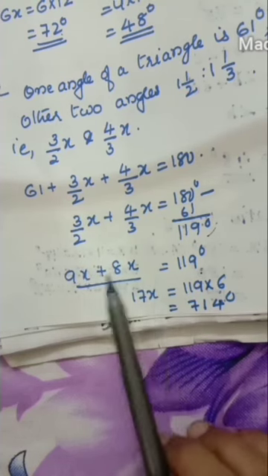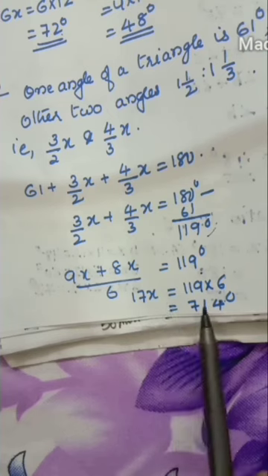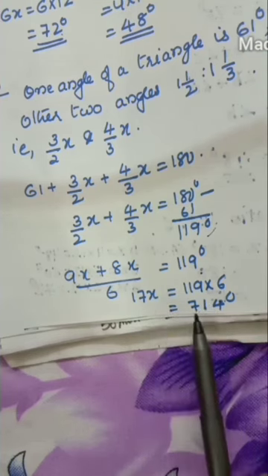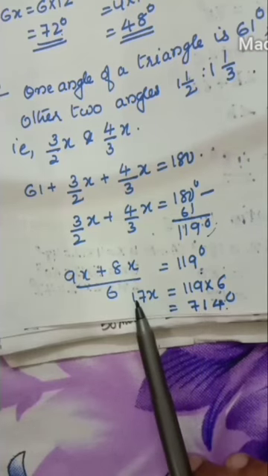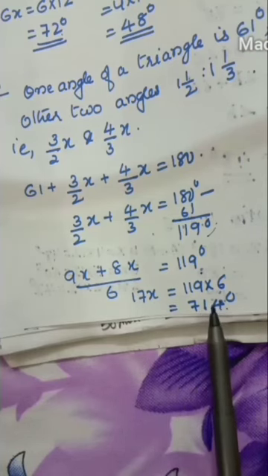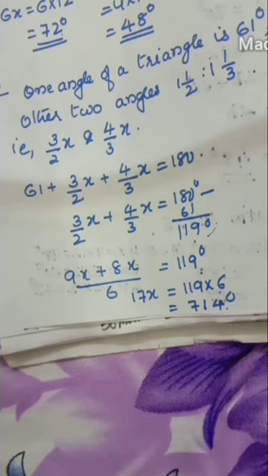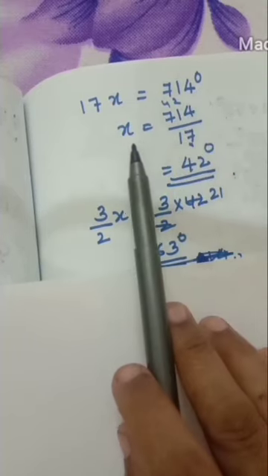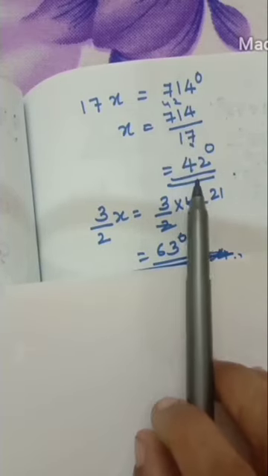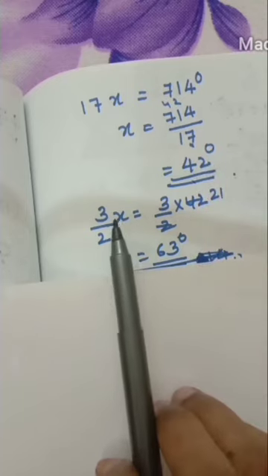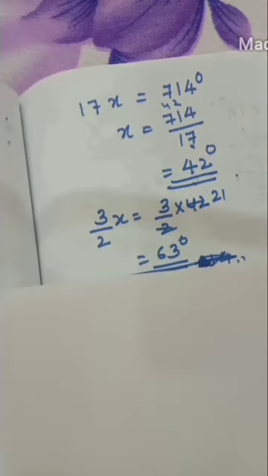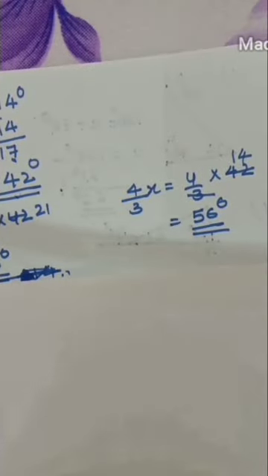So 6 will move here. You will get x equal to 42 degree. Here 17x equal to 714. In the 17 table you can cut out these two numbers. You will get x equal to 42 degree. After that you put the value of x: 3/2 x equal to 63 degree. After cutting, 4/3 x you will get 56 degree.